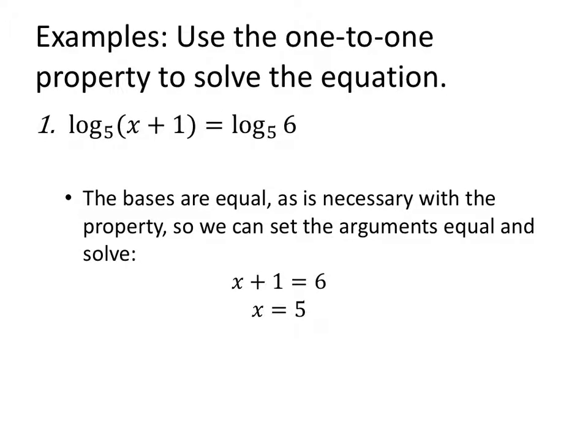Alright, so let's use the one-to-one property to solve some equations. Here we have log base 5 of x plus 1 equals log base 5 of 6. Well, the one-to-one property says log base 5 of one thing is equal to log base 5 of something else. Since it's the same base, it must be that x plus 1 equals 6. If x plus 1 equals 6, I subtract 1 from both sides, and x must be 5. Do not overthink this.